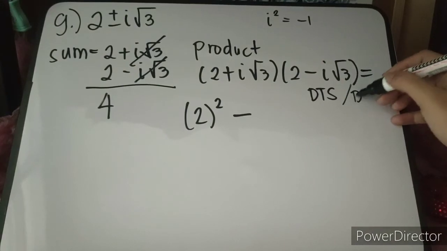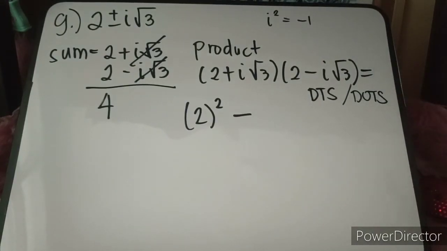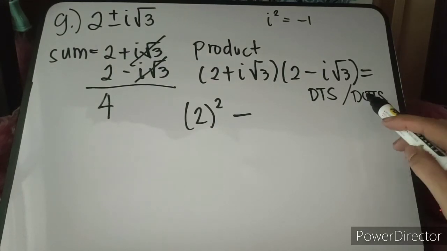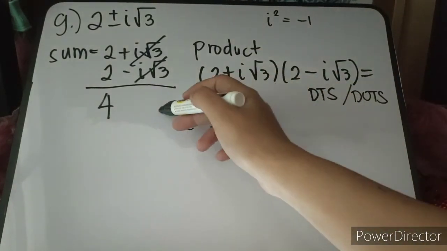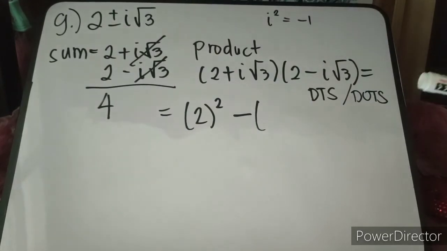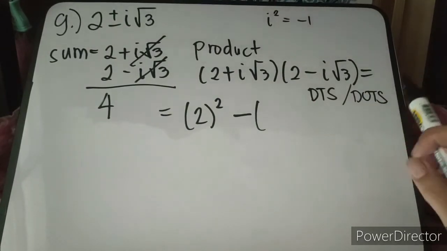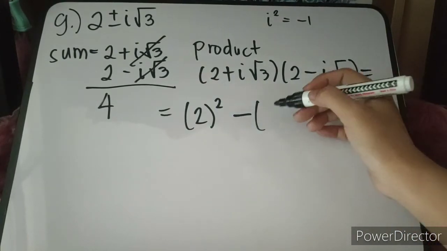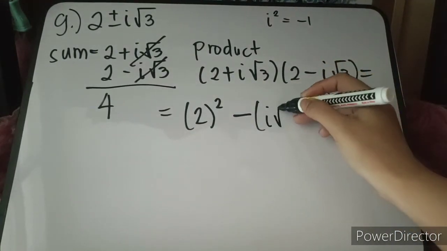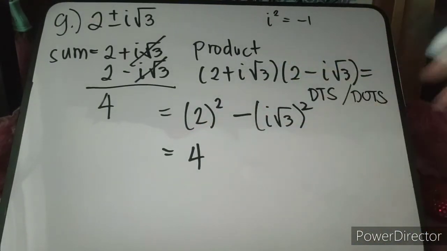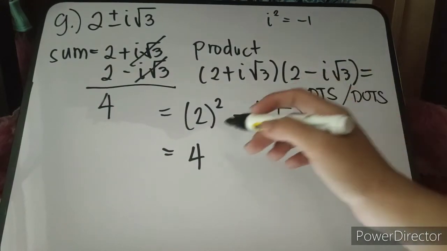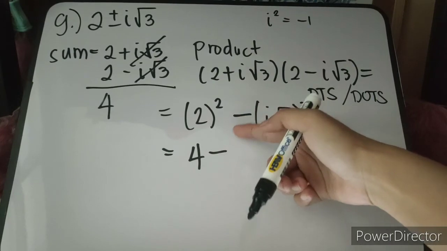And then sa Google, parang they are telling that it is the DOTS kasi difference of two squares. So, when we say difference of two squares, the first term and the second term is a perfect square separated by minus. Kaya ngayon, ito yung magiging formula natin kapag meron tayong sum and difference na roots, na yun yung pinagkaiba nila. So, ang second term natin is i square root of 3, and then square natin yun. So, equals, this is 4, kasi 2 squared is 4, and then minus, it will always be minus sa formula natin.